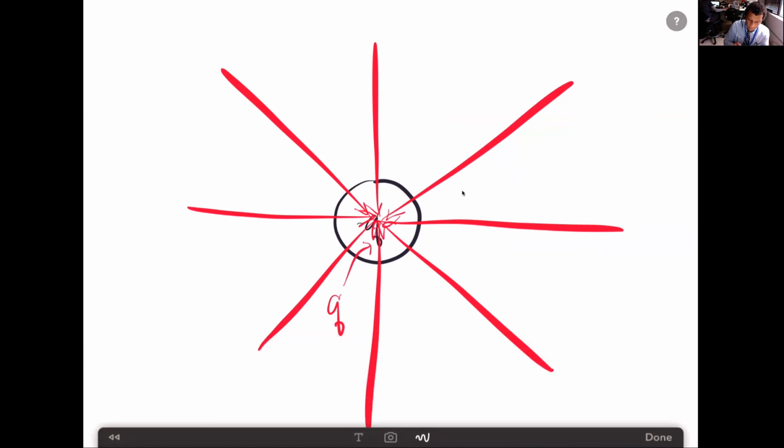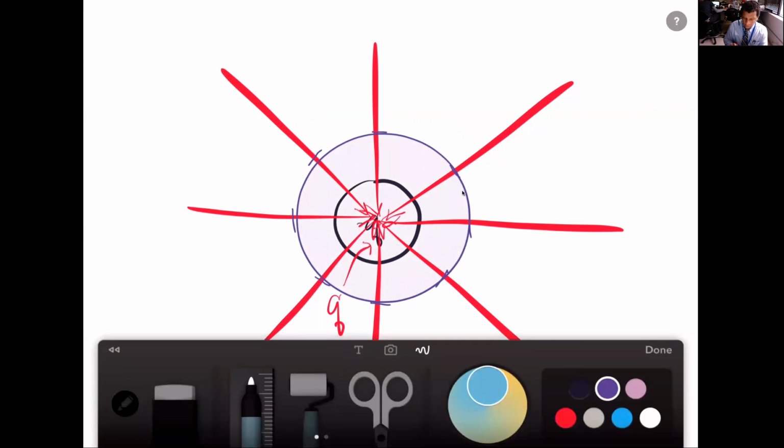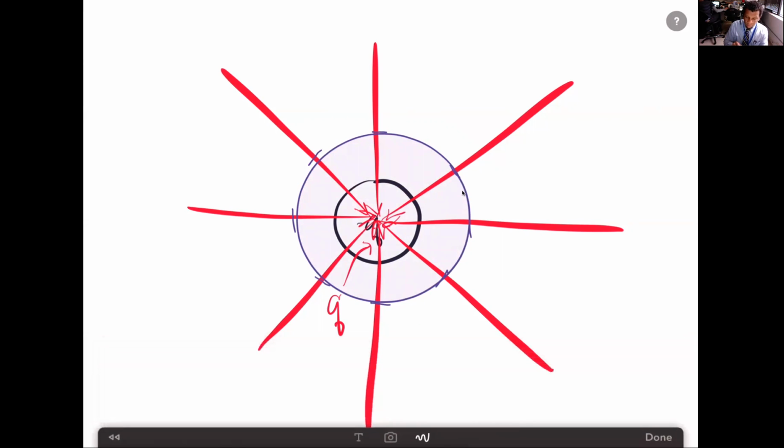So if we draw perpendicular lines on this electric field, then those perpendicular lines, just like in the last scenario, are going to represent a potential difference. Okay? And we can do that again.